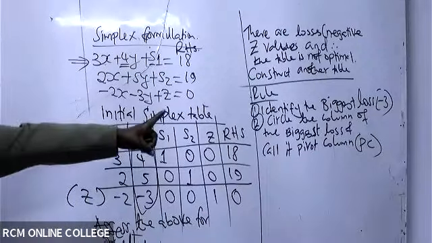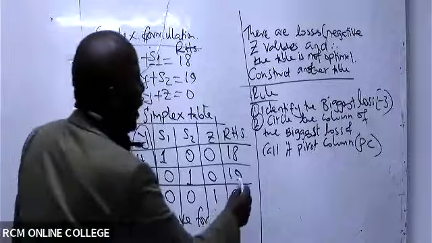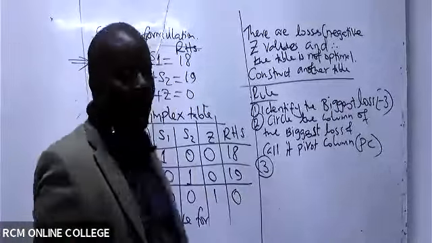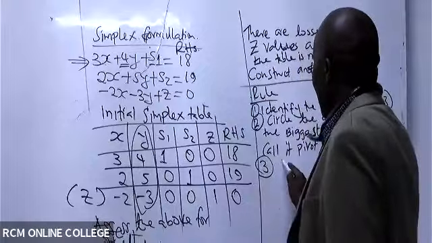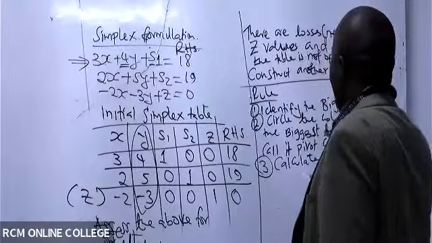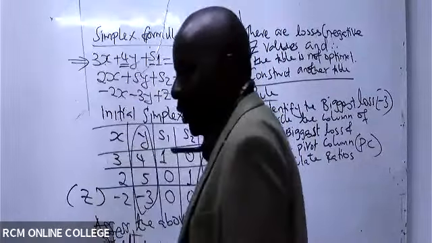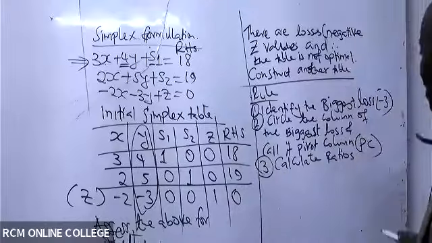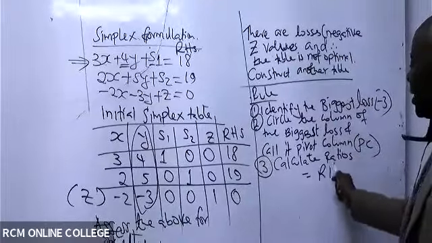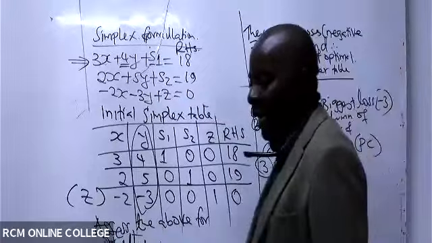Let me know whether you guys have been able to write up to there. Second rule. If you've been able to write up to here, yeah. So there we are okay. Now after that, the third step, you calculate ratios. Step number 3, calculate ratios. How do we get these ratios? To get the ratios, my friends, you take the right hand side and you divide this by the pivot column elements.